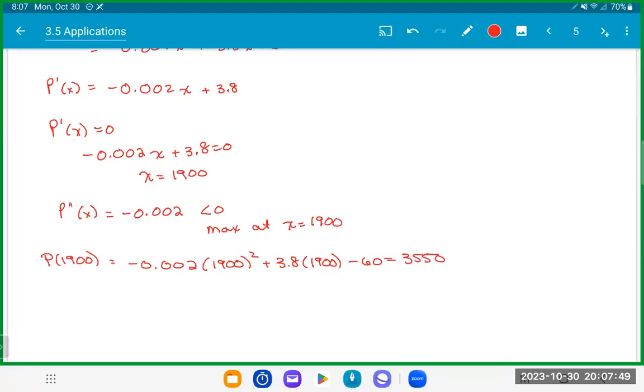So the maximum profit is $3,550. So max profit equals $3,550 when 1900 units are produced and sold.